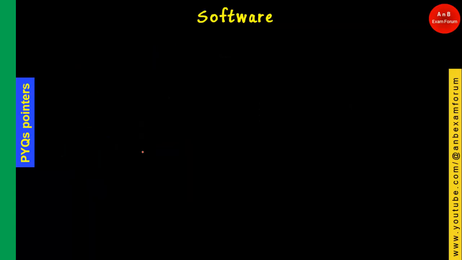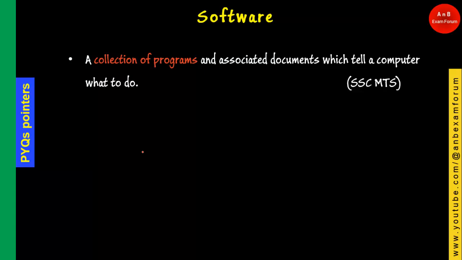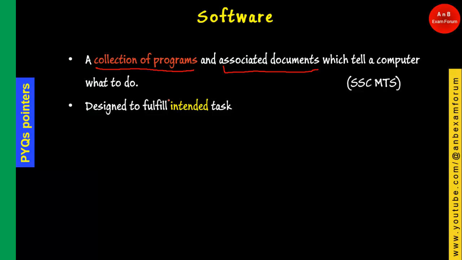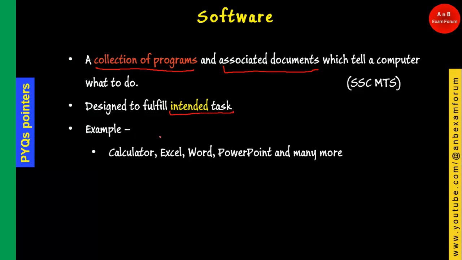Coming to the software. So as we have seen, a program is a sequence of instructions. Similarly, a software is a collection of the programs. Okay, and in addition to that, it also has an associated document which tells a computer what to do. And basically a software is designed to fulfill some intended task. Okay, let's take an example. So we have written a program of addition in the previous slide. So if we make a software which does calculator task, that becomes a software.